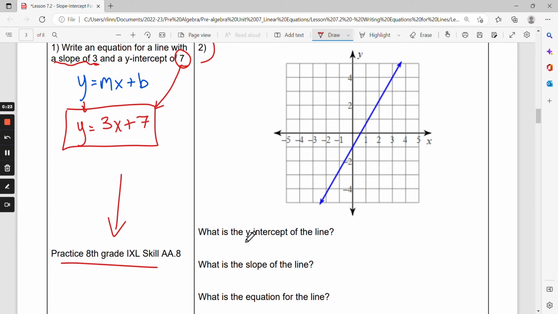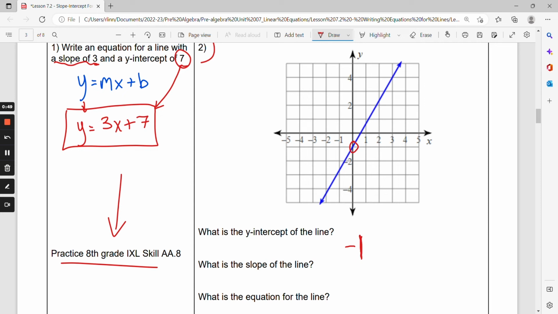through these questions. So the first one says, what is the y-intercept of the line? And the y-intercept of the line is the point where it crosses this y-axis. So this y-axis is our vertical one, and I can see that it crosses over that vertical line right here. So the point where it crosses the y-axis is when y equals -1. So our y-intercept is -1.